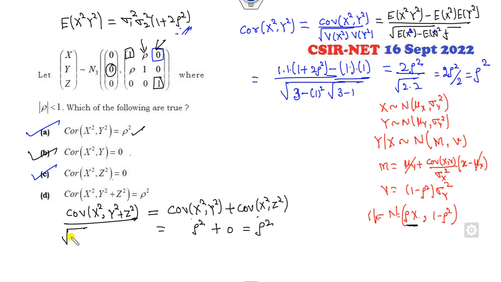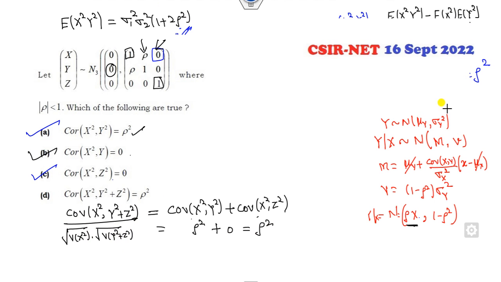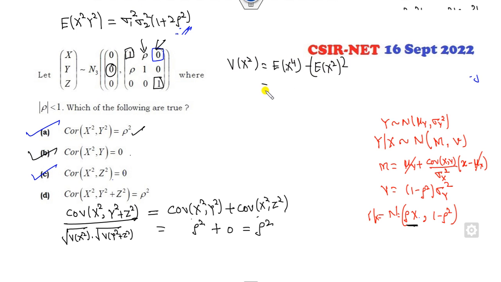Now I need to find the variance of x square and the variance of y square plus z square. How can you find the variance of x square? It is E of x to the 4 minus the square of E of x square. This is 3 times sigma to the 4 minus 1 times sigma to the 4, so it is 2 times sigma to the 4. Sigma is 1, so it comes to 2.